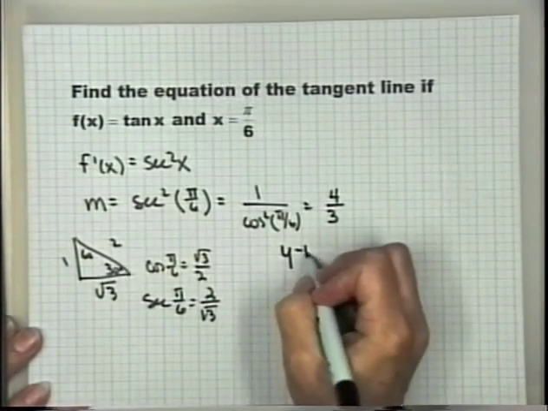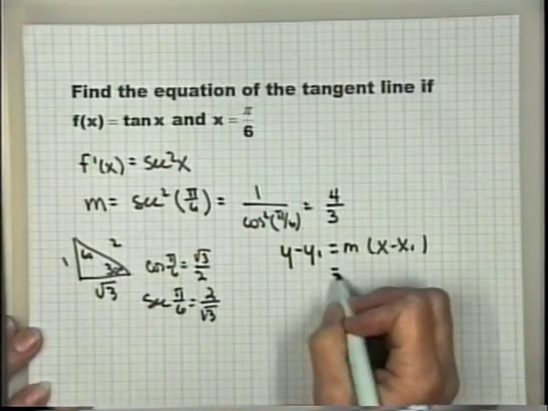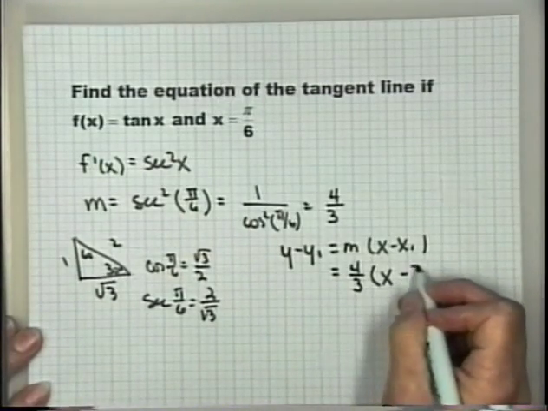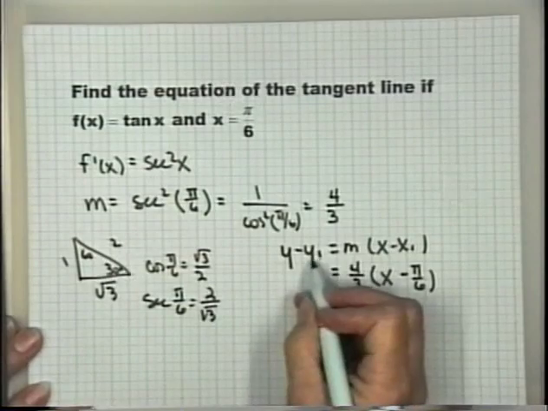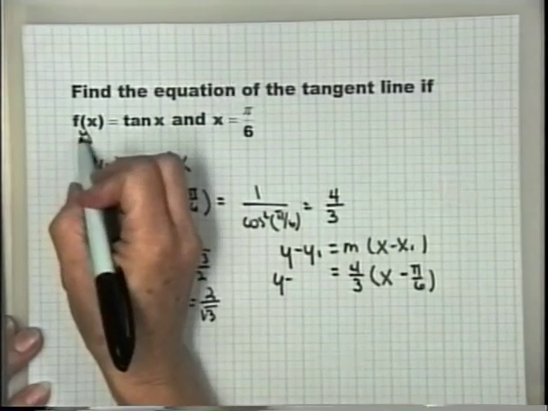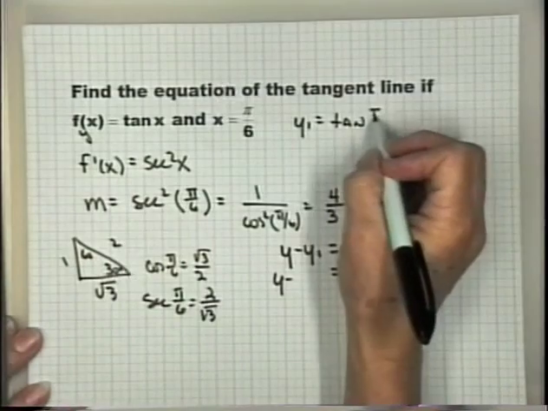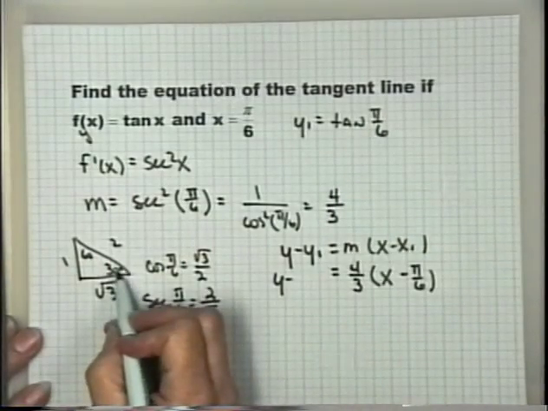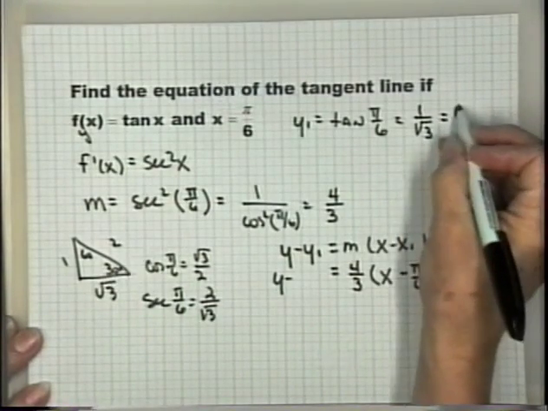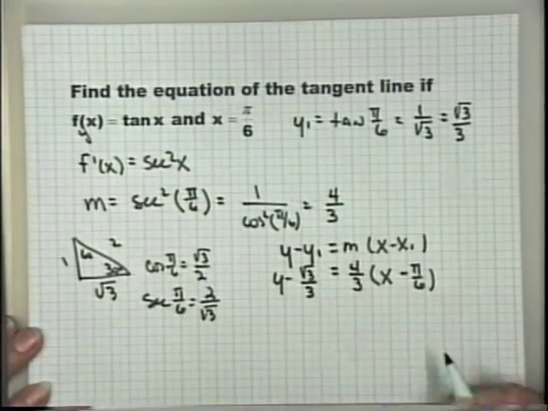Now, your formula, y minus y1 equals m times x minus x1. We have figured out m is 4/3. We know our x1 is pi over 6, but what we're missing is what about y1? Y minus what? Well, remember, f of x just means y. So to find our y1, it's going to be the tangent of pi over 6. The tangent of 30 is 1 over the square root of 3, or if you rationalize that, square root 3 over 3. So this is y minus square root 3 over 3.